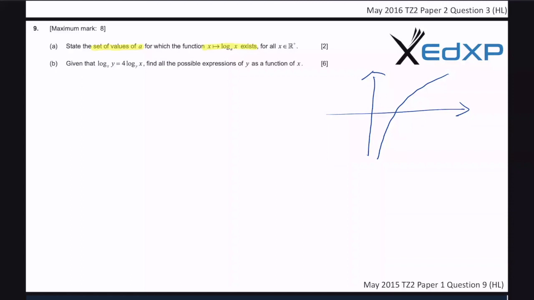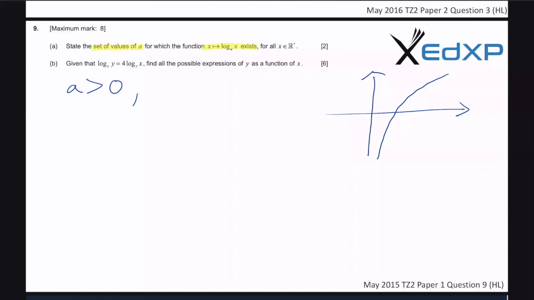Okay. Immediately, we know that a must be greater than 0. Okay, the base must be greater than 0 in order for the graph to exist. There are no negative values on the horizontal axis.